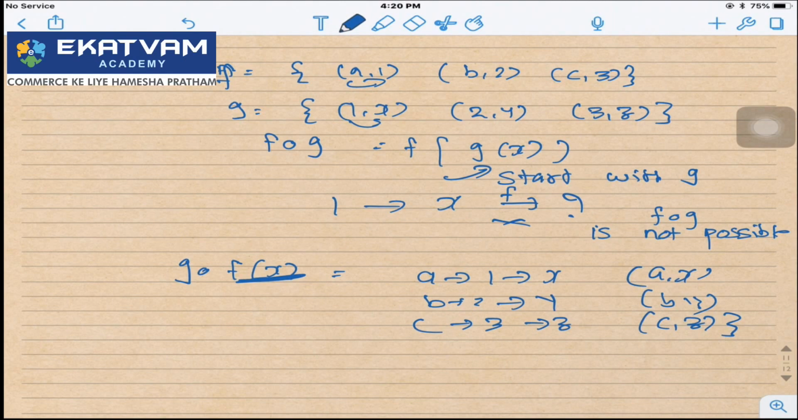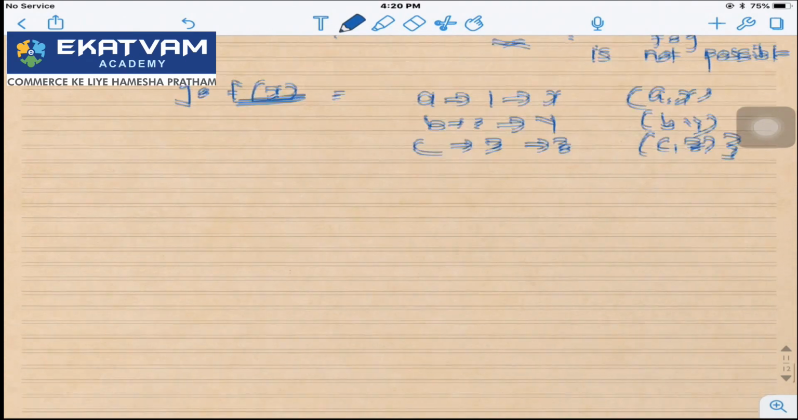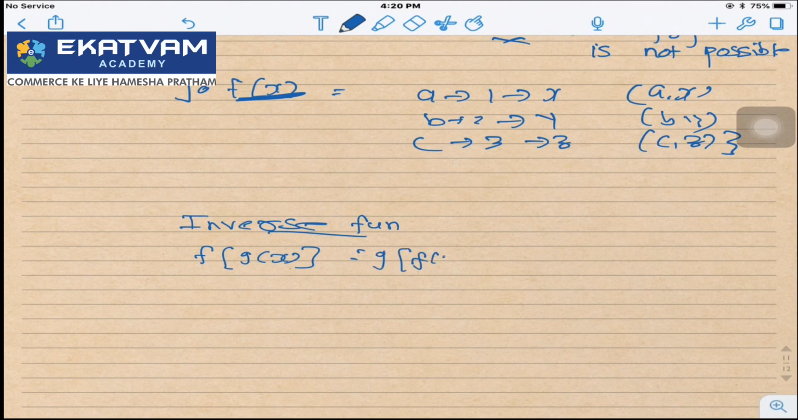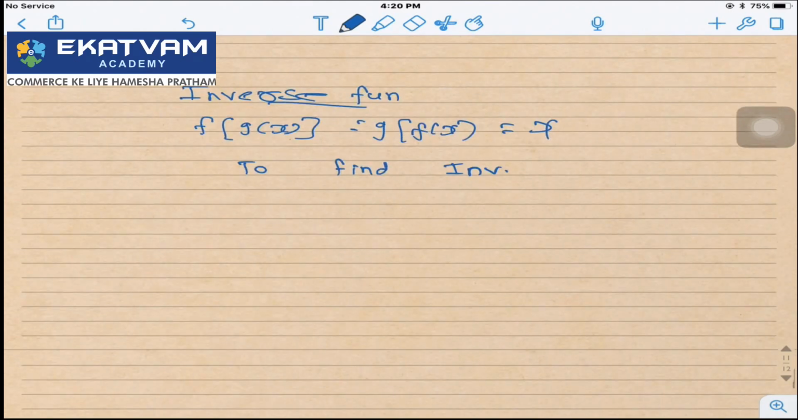Have the complete concentration now. Are you getting this? Then I consider inverse function. Now tell me, when do you say that these are the inverse functions? If f of g of x equals g of f of x, then it should be equal to x. Then f and g are inverses of each other. Now tell me, how do you find the inverse? To find the inverse, what do you have to do?